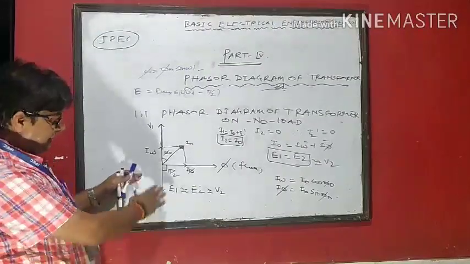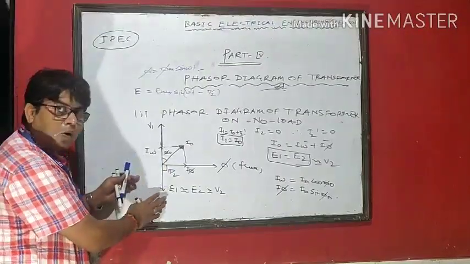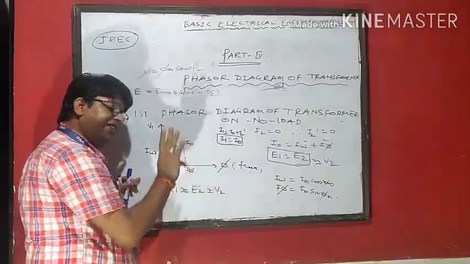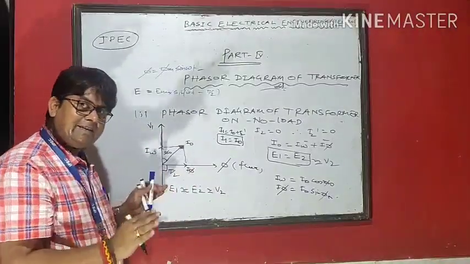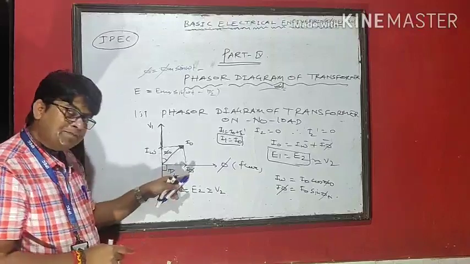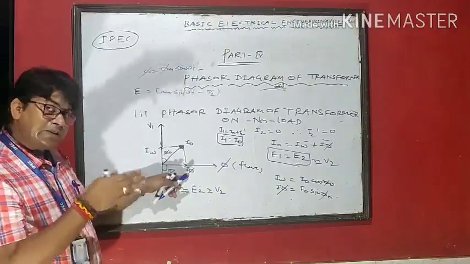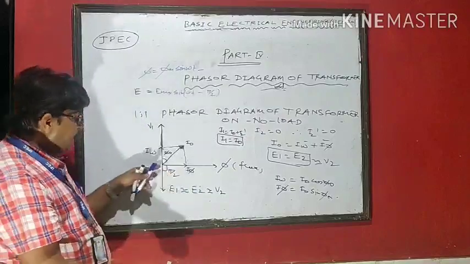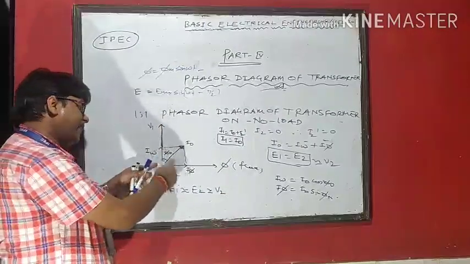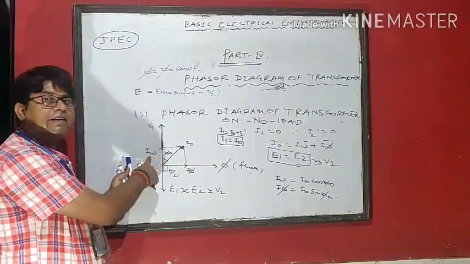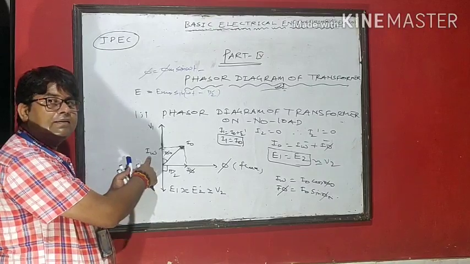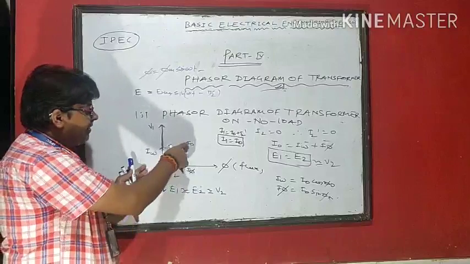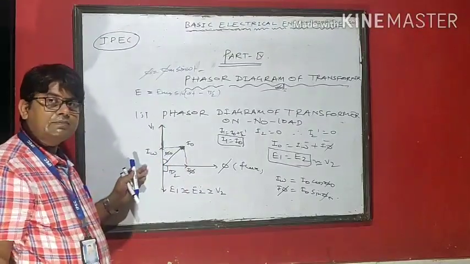Again, repeat the steps to draw the phasor diagram on no load. First, phi is taken as reference. Second, I phi is in the same phase as the flux phi, because of the magnetic effect. And 90 degrees from I phi is IW, that is the working component. And the resultant of I phi and IW is I naught.